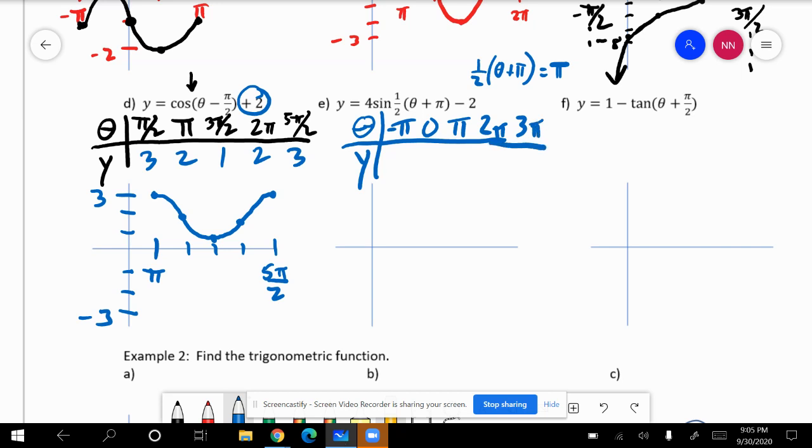When we're plugging in our values, notice that we're multiplying by 4 and subtracting 2. So the first is 0, times 4 is 0, minus 2. Next one is 1, times 4 is 4, minus 2. Then we have 0. The next one is negative 1, which is negative 4, minus 2 is negative 6. And then our last one is negative 2.